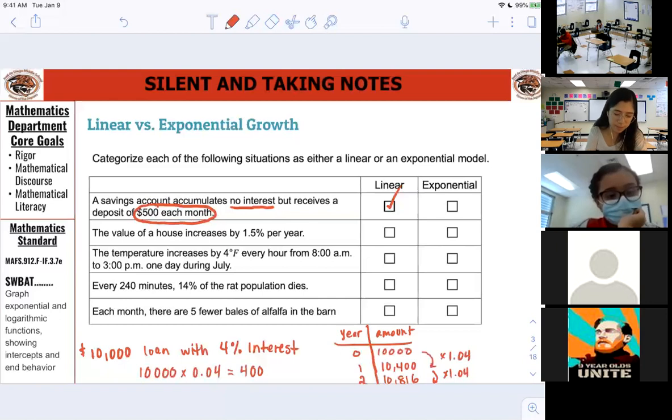For number 2, is that going to be linear or exponential? The value of a house. Exponential, because it's increasing. Increasing by what, though? Here's the most important: 1.5%.